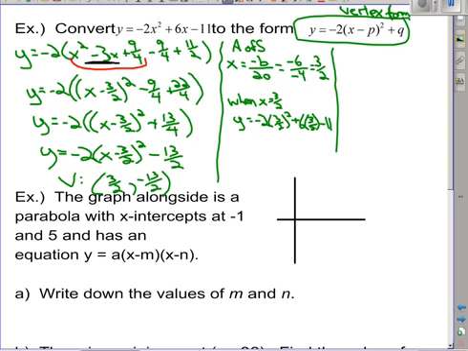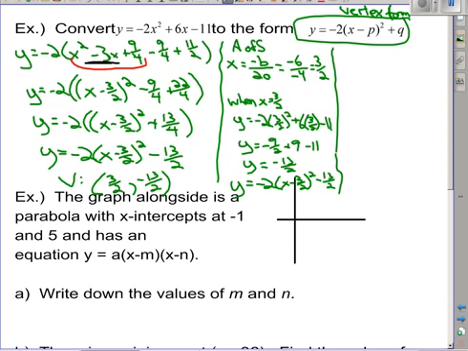Okay, that's going to give us 3 over 2 squared would be 9 over 4. So negative 9 over 2 plus 6 times 3 over 2 is going to give us 9, minus 11, which in turn gives us negative 13 over 2. So it also gets us to this final form of negative 2 times x minus 3 over 2 squared minus 13 over 2.